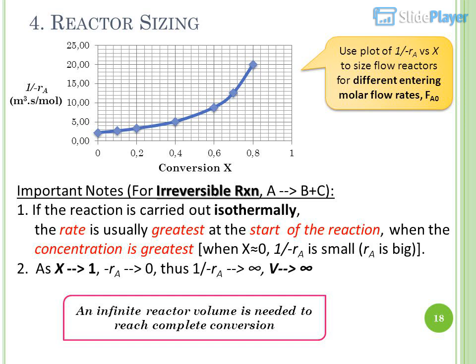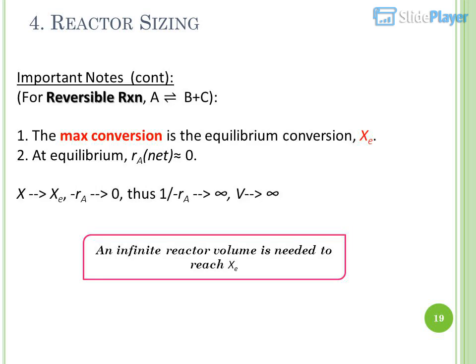Important notes for an irreversible reaction, A goes to B plus C. 1. If the reaction is carried out isothermally, the rate is usually greatest at the start of the reaction, when the concentration is greatest. When X is 0, 1 over minus r_A is small, since r_A is big. 2. As X goes to 1, r_A goes to 0, thus 1 over minus r_A goes to infinity and V goes to infinity. An infinite reactor volume is needed to reach complete conversion.